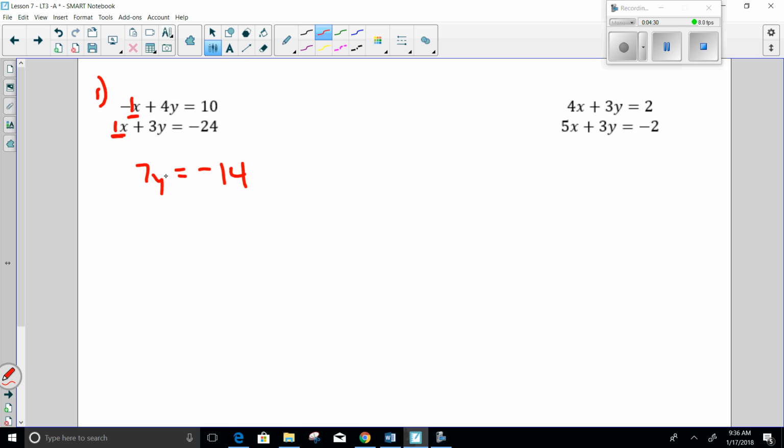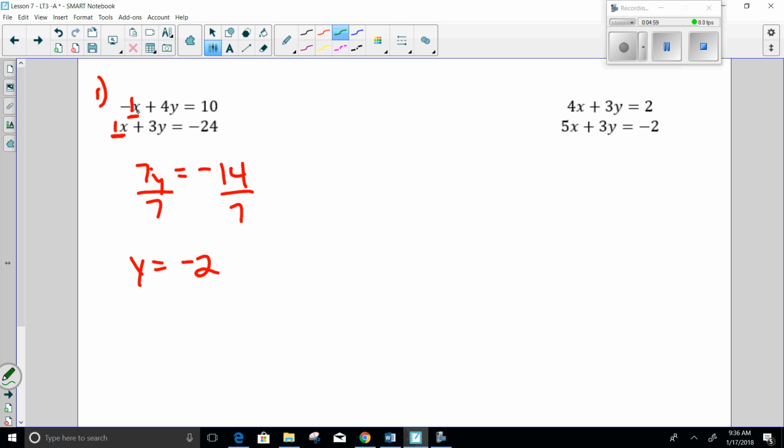Now you're going to solve this equation. 7y equals -14. How do you solve this? Well, this is 7 times y. So how do you get rid of a multiplication symbol in between them? You divide by 7 on both sides. So you get y equals -2. That's step 3. Step 4 says take this value and substitute it back into one of the two equations from up above. It doesn't matter which one, pick which one you want.